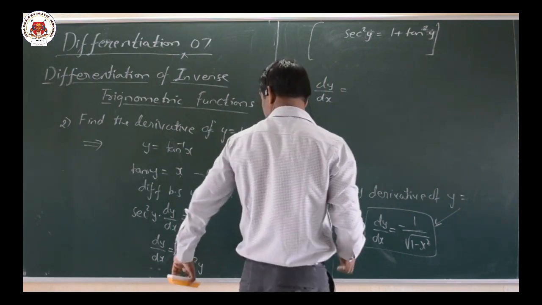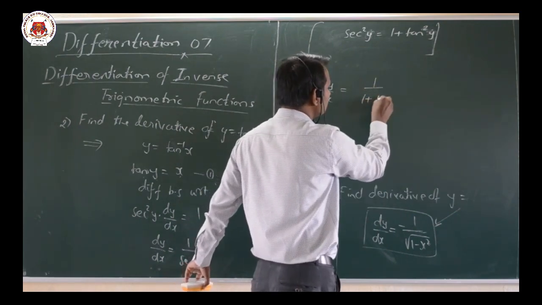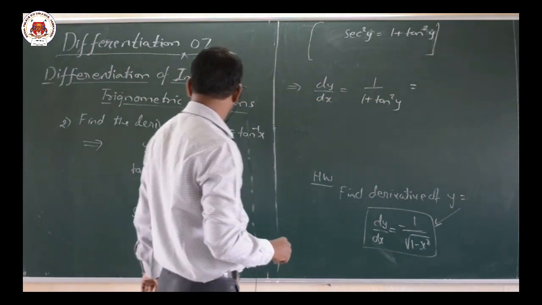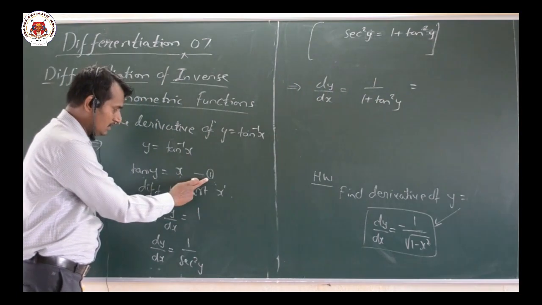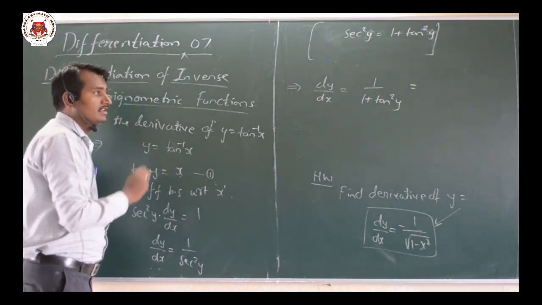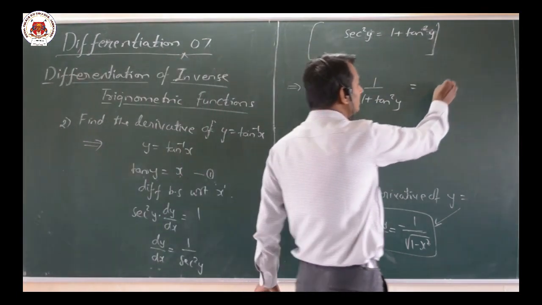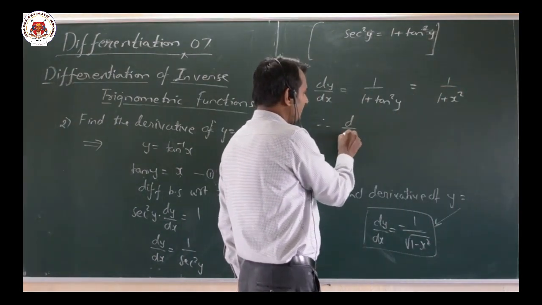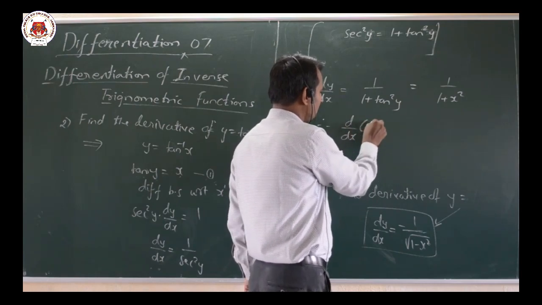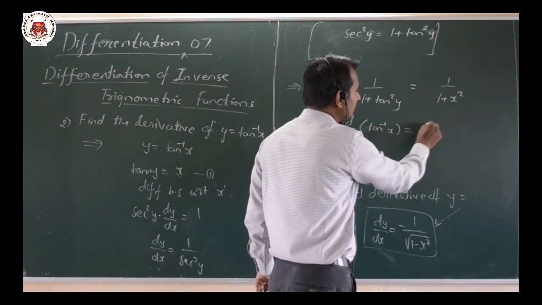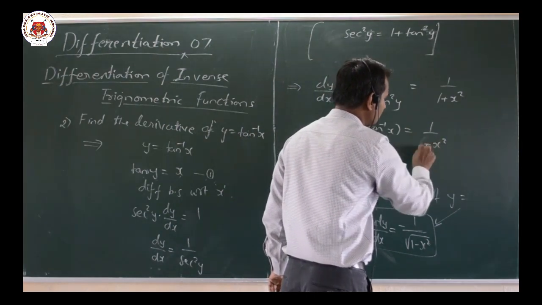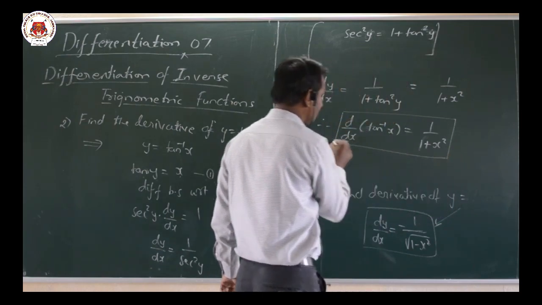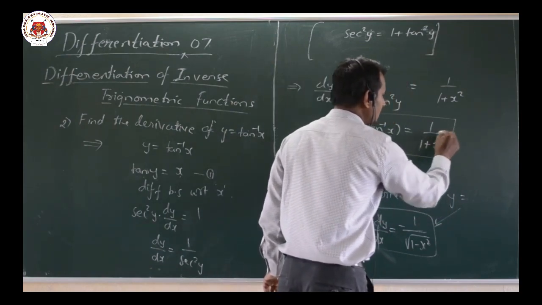dy by dx equals 1 divided by 1 plus tan square y. But from equation number 1, what is the tan y value? It is x. So I can substitute here, which is equal to 1 divided by 1 plus x square. Therefore d by dx of tan inverse of x will be 1 divided by 1 plus x square. That is the required result.